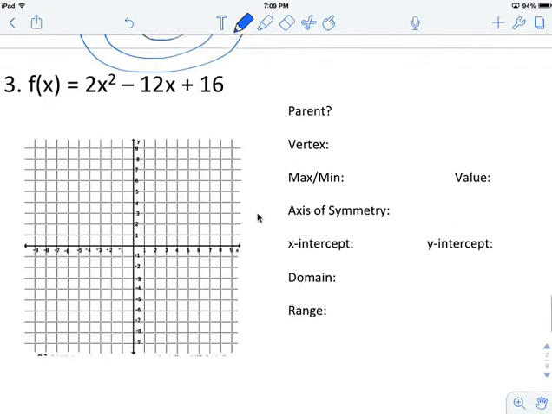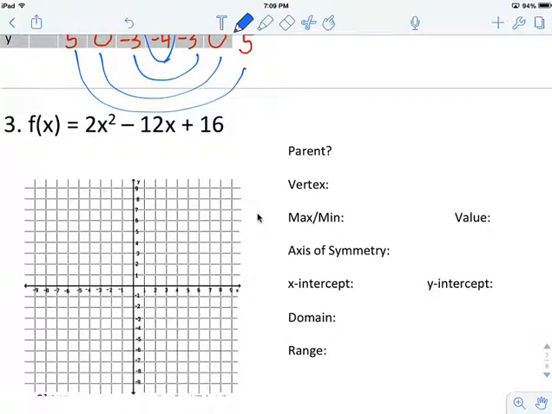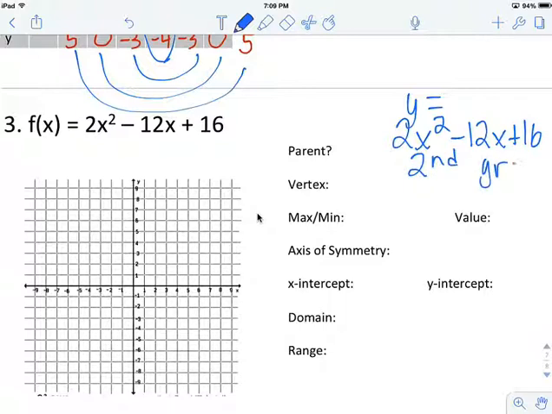All right, the last one we're going to do is y equals 2x squared minus 12x plus 16. So the first thing you're going to do is in your calculator, hit y equals, and then plug in 2x squared minus 12x plus 16, and then hit second graph to pull up your table.